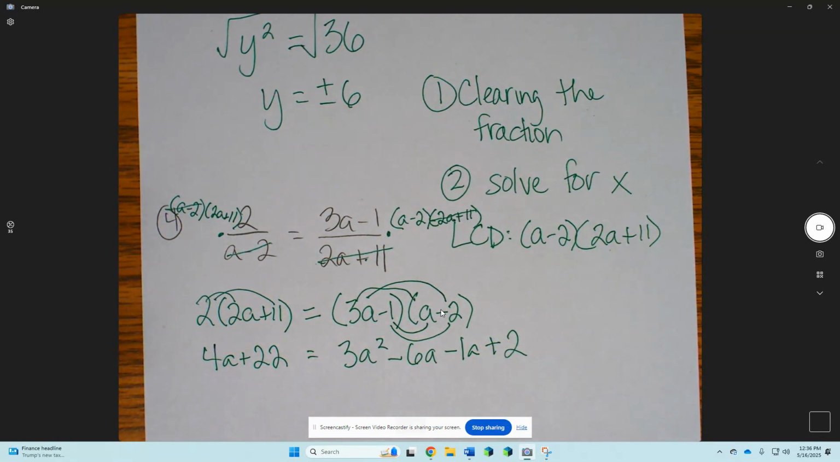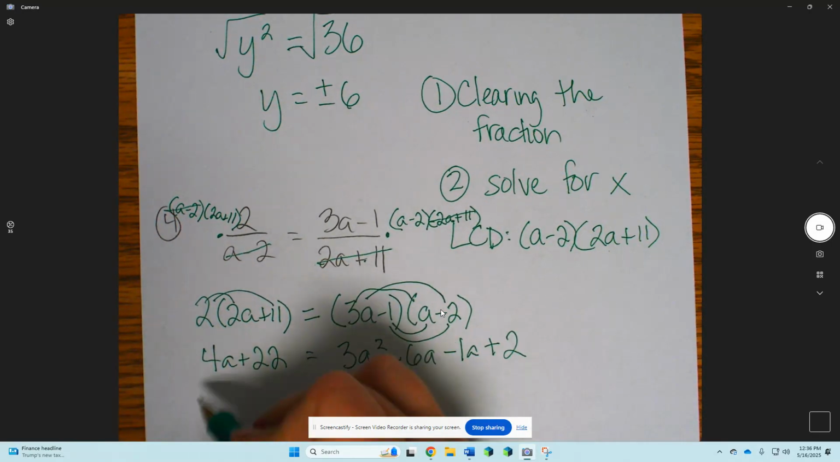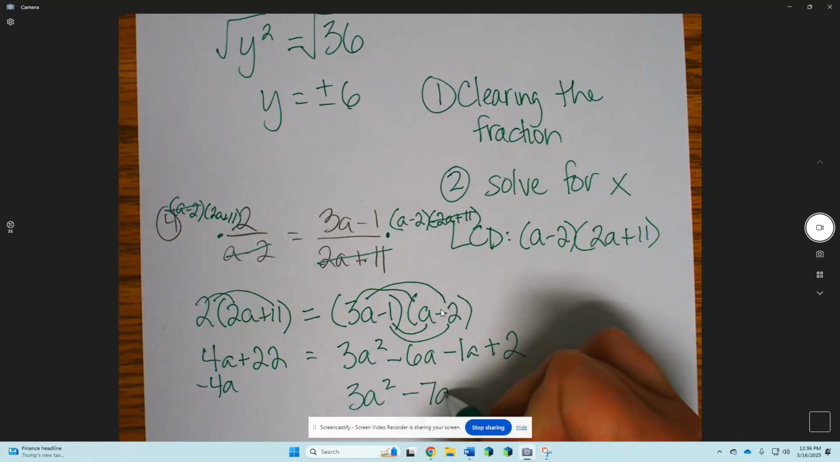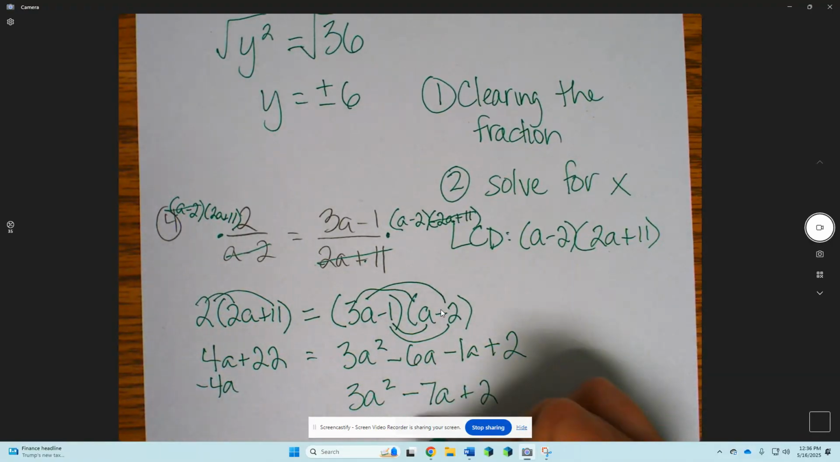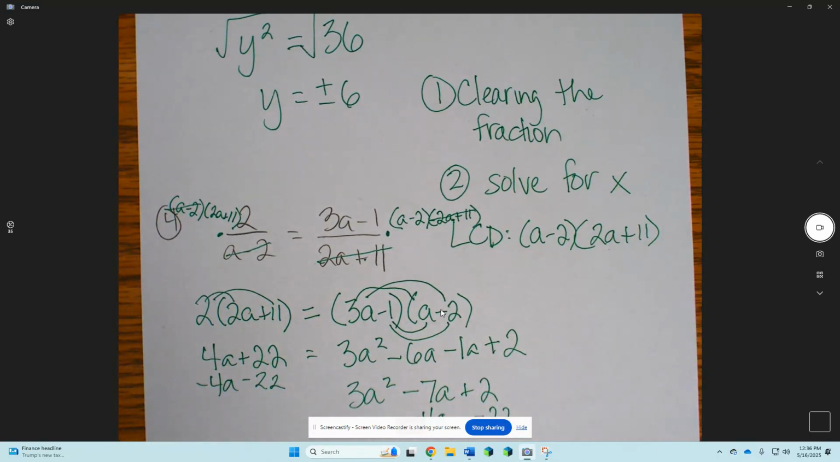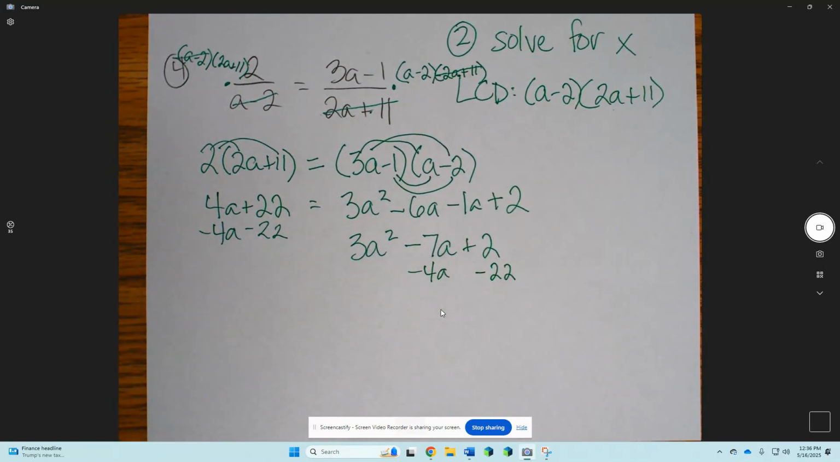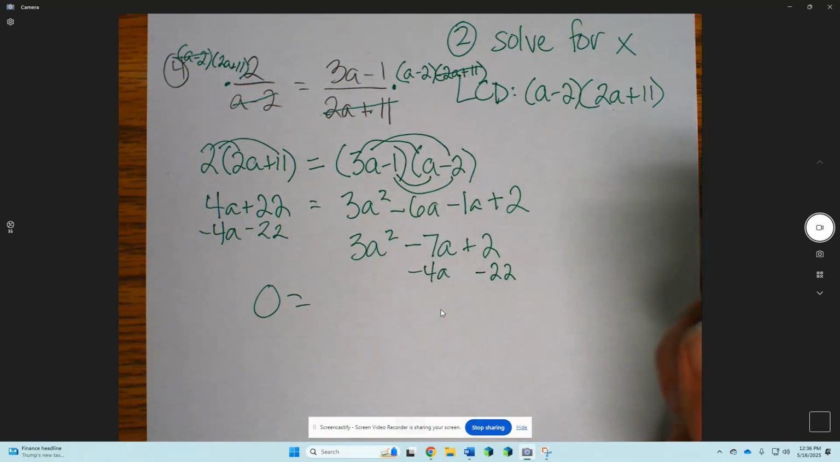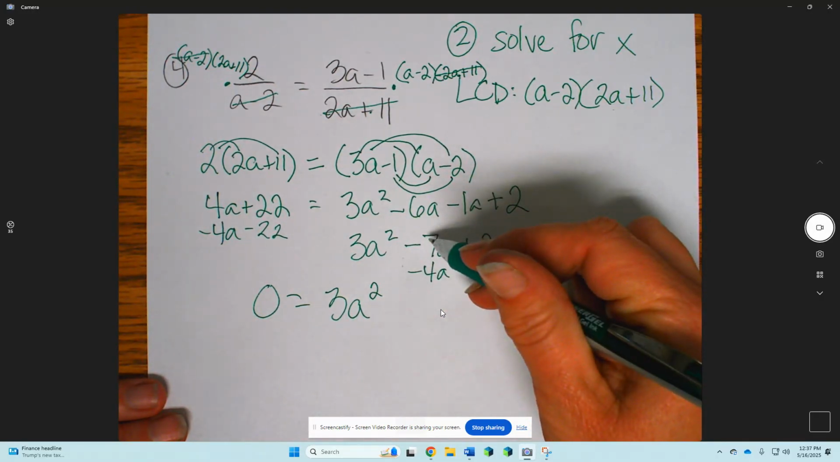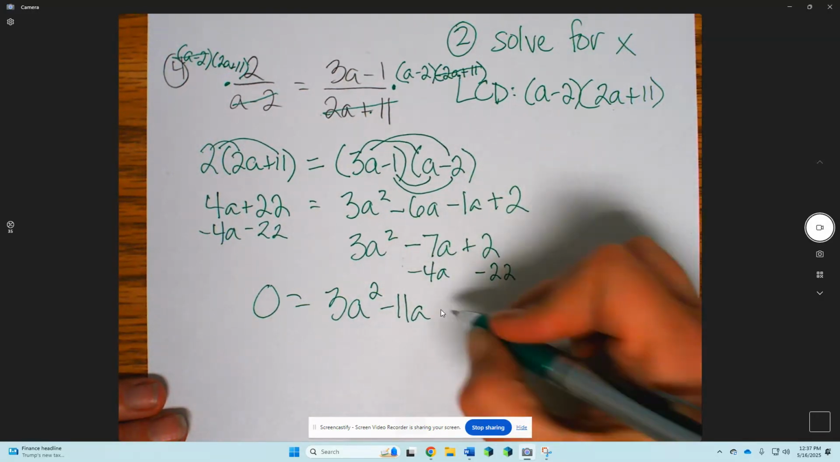I'm going to get everything on one side because whenever in math you have squareds and a to the first, you've got to get everything together because you probably will be able to factor it. So set it equal to 0. So I'll subtract 4a. Oh, hold on. Sorry, 1 second. Make it a 7a, please. Now I'm going to subtract 4a, and I'm also going to subtract 22. So the trinomial is 3a squared negative 11a minus 20.